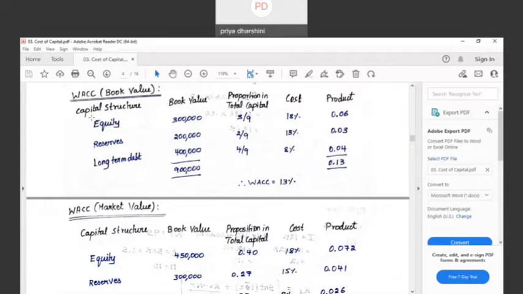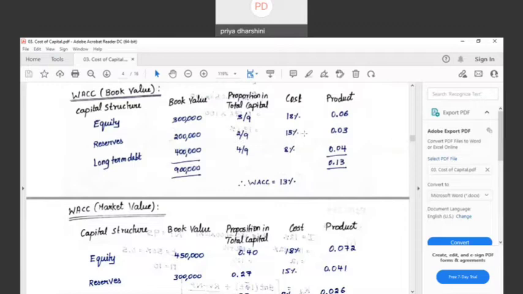Considering it on book value and on market value, they are asking us to find the weighted average cost of capital. Since they have provided both book value and market value, we will find both. WACC as per book value: equity is 3 lakhs, reserves is 2 lakhs, long-term debt is 4 lakhs, total capital is 9 lakhs. Ignore short-term debt. Short-term debts are current liabilities. It does not form part of capital structure. How much is the proportion in capital? It is 3 by 9, 2 by 9 and 4 by 9.